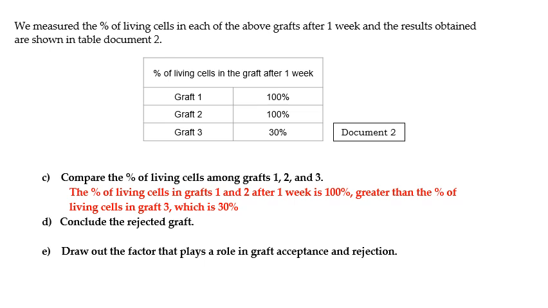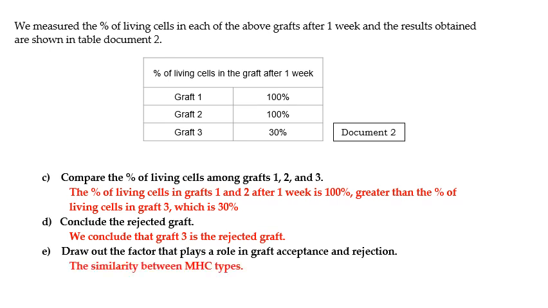Conclude the rejected graft. We conclude that graft 3 is the rejected graft. Draw out the factor that plays a role in graft acceptance or rejection. The factor is the similarity between MHC types.